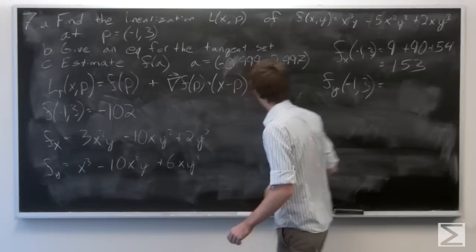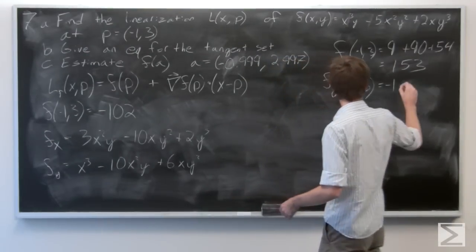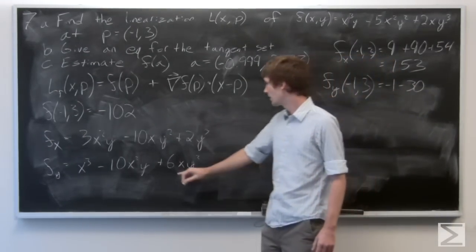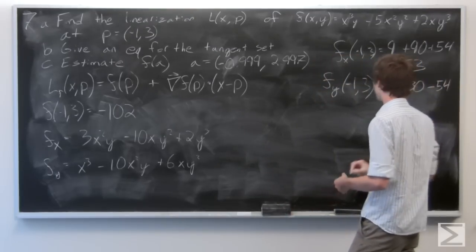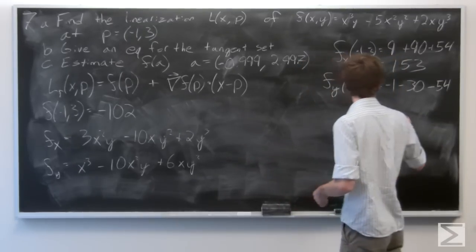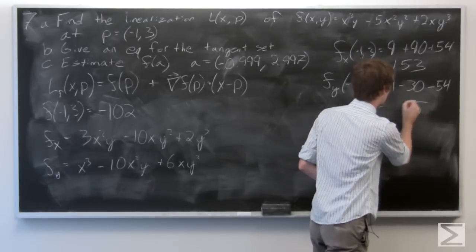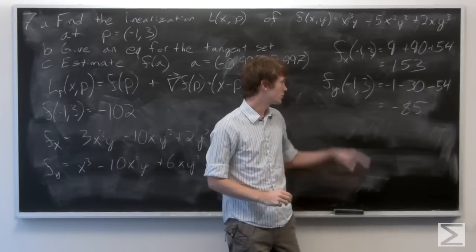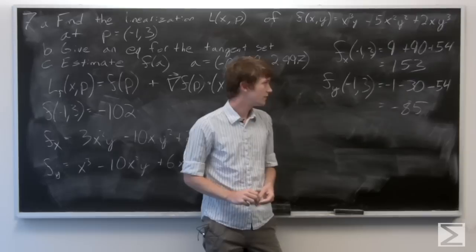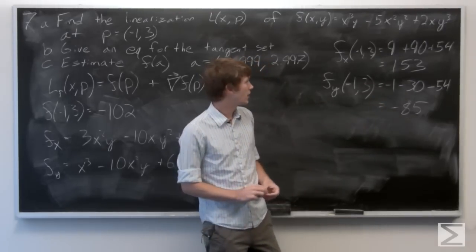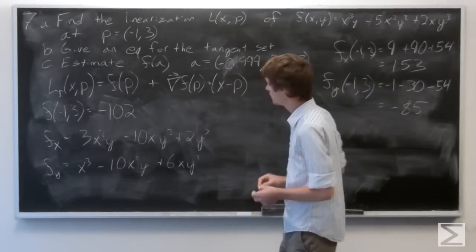And this first term is going to be a negative 1. And the second term is going to be minus 30. And the third term is going to be minus 54. So we see that the partial derivative of f with respect to y at the point (−1, 3) is negative 85.